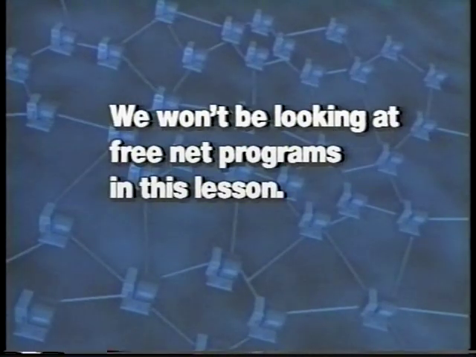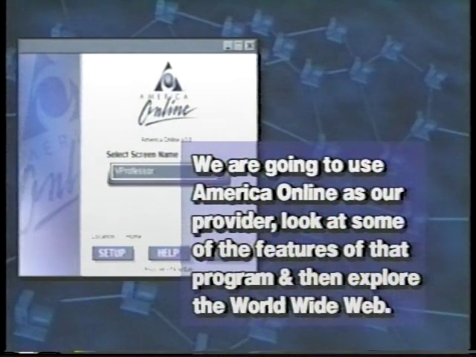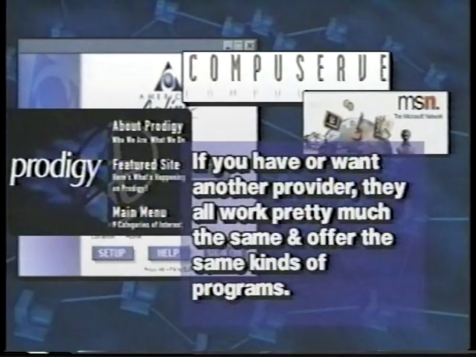There are other ways to get to the internet using freenet programs, but we won't be looking at them in this lesson. Again, we are going to use AOL as our provider, look at some of the features of that program, and then explore the World Wide Web. Remember, if you have or want another provider, they all work pretty much the same and offer the same kinds of programs, so you can still learn what these programs do and how they work just by observing our journey into cyberspace.